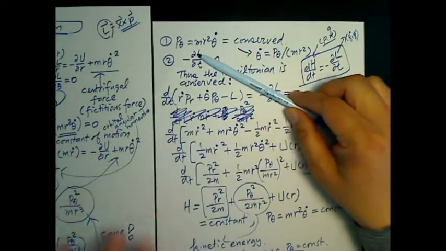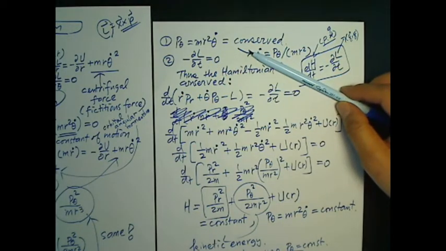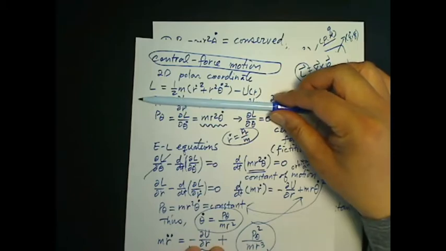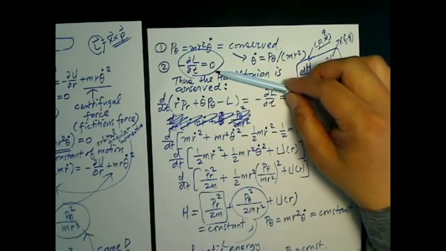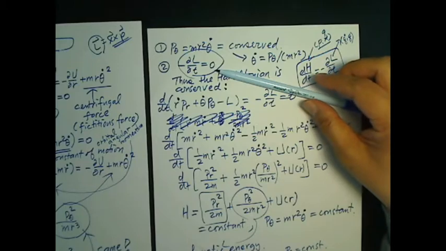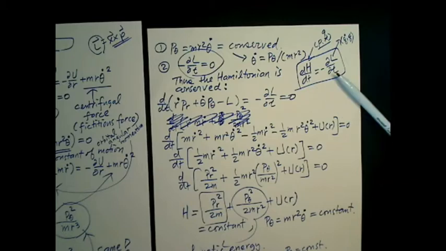Recall that p theta, this orbital angular momentum, is conserved in this system because theta is the cyclic coordinate. And recall also that this Lagrangian does not have any explicit time dependence. So the partial time derivative of this Lagrangian completely vanishes. Recall that if this is the case, we always make use of the second form of the Euler-Lagrange equation, that is, the Hamiltonian: the total time derivative of the Hamiltonian is minus the partial time derivative of the Lagrangian.